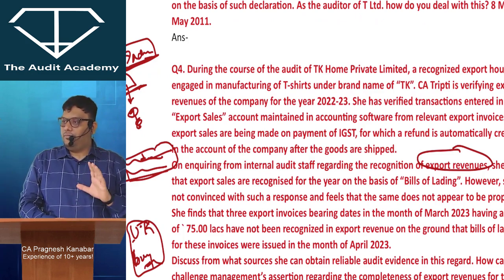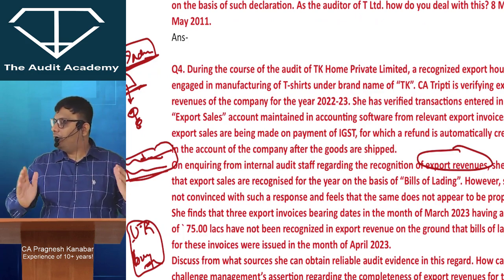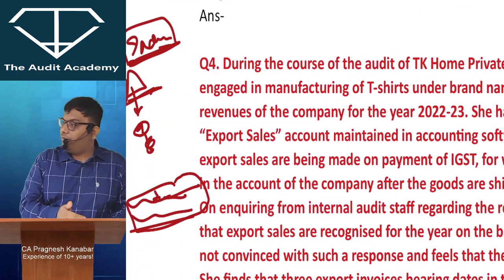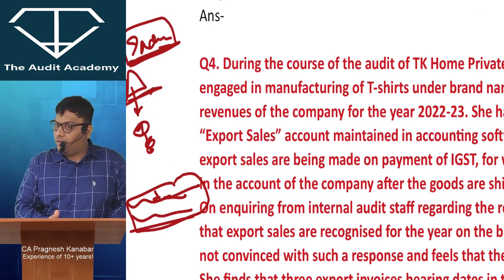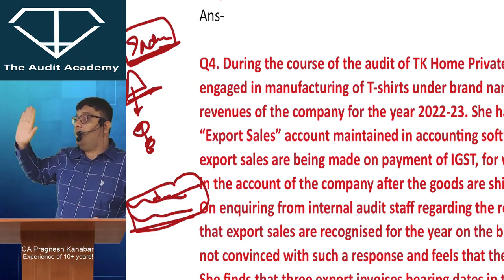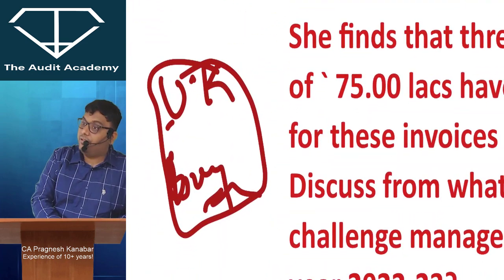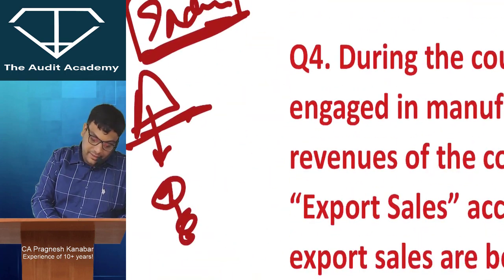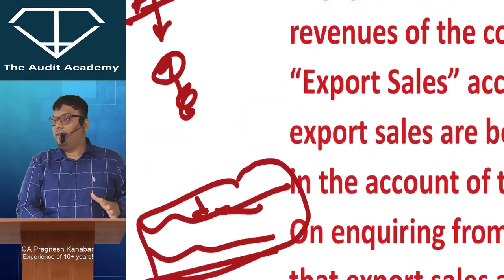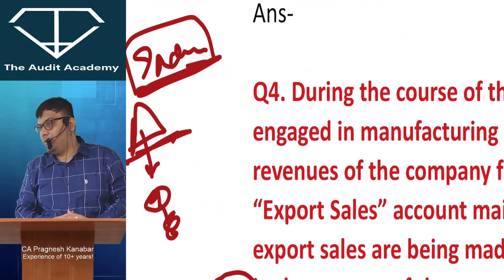Based on the terms. Now the terms are different. Sometimes you have terms that the moment goods come out of the factory, it is the buyer's risk. There are some terms which say that till the goods reach the UK buyer, it will remain the seller's risk. So only when the goods reach the UK buyer, we will say that the Indian exporter has earned the income.